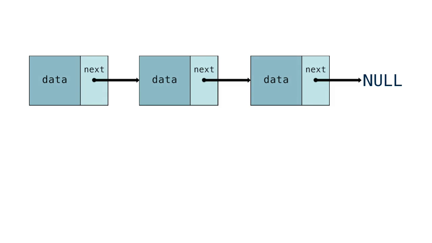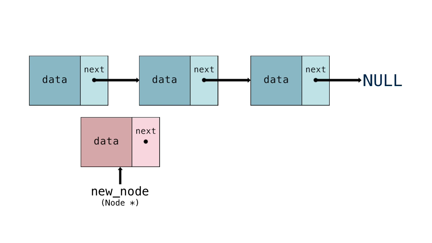Here's a diagram of a linked list with 3 nodes. Suppose we want to insert a node here, after the current first item, but before the current second item. To insert a node, we'll do 2 things. First, we'll create a new node to be added. We have a variable new node referring to it.